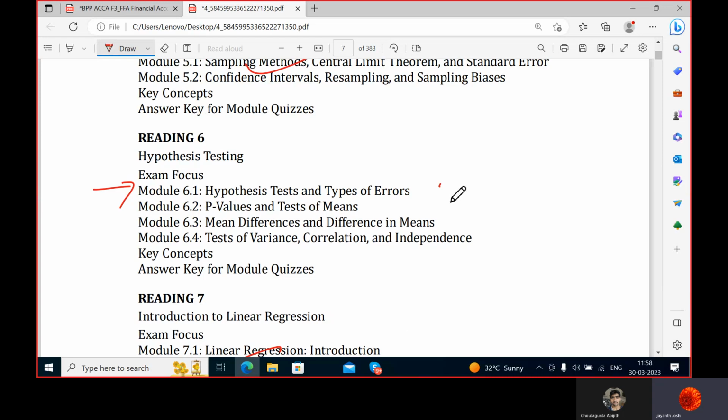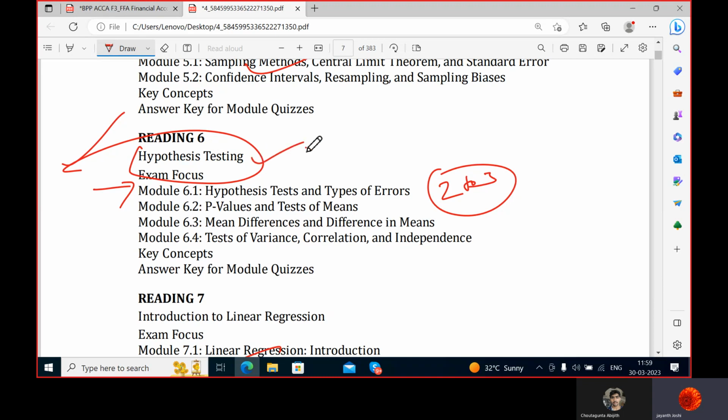The next one will take at least 2 to 3 sessions, because it's the biggest chapter of this stats book. So we will start this when, Abhijit? Tomorrow evening? Are you available? Or the weekend, Saturday, Sunday?